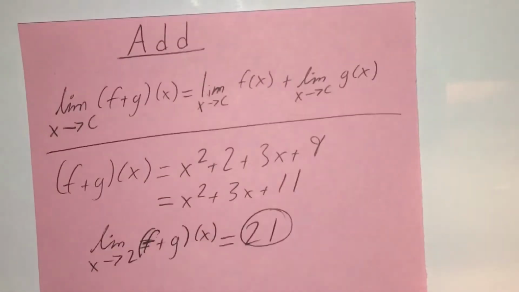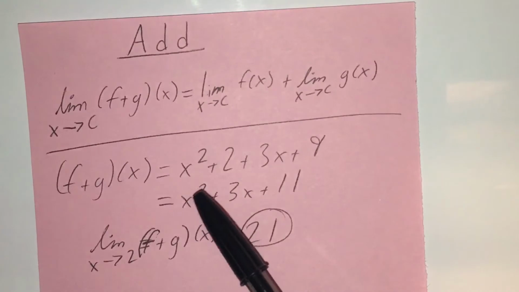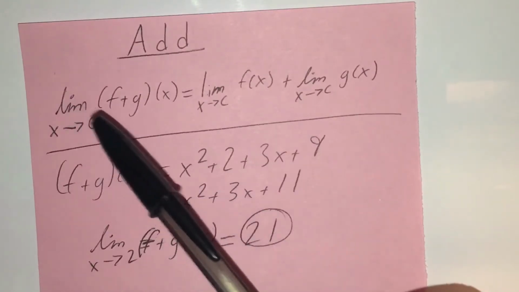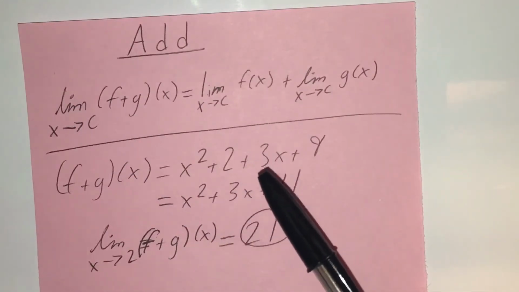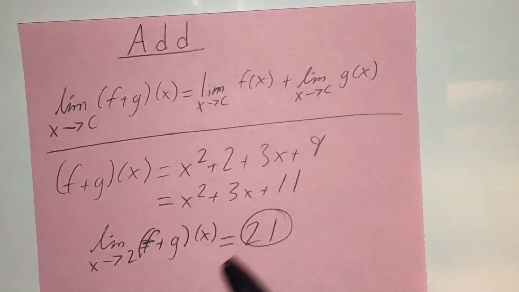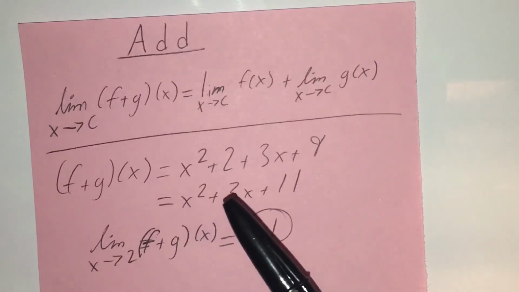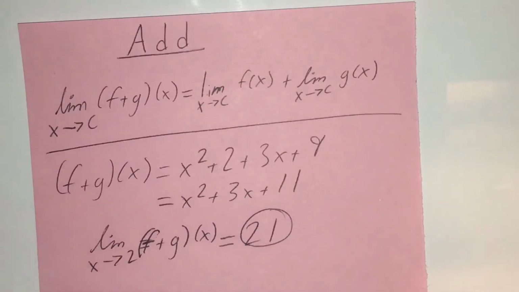The first thing we're going to do with our limits is add them. Now, adding them is pretty easy. To add the limit of f of x and the limit of g of x, all you have to do is put them together, and I did that right here. So that's x squared plus 2, which is f of x, and then plus 3x plus 9, which is g of x. And when you put those together, that's x squared plus 3x plus 11. And we're going to plug that into our calculator so we can find the limit.